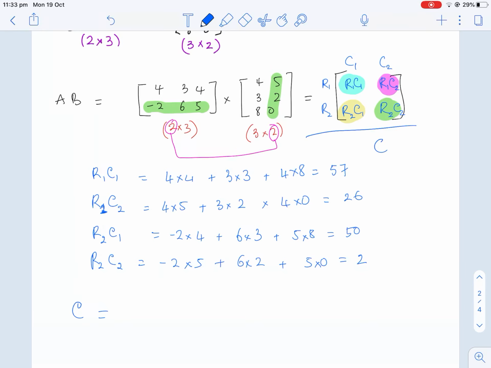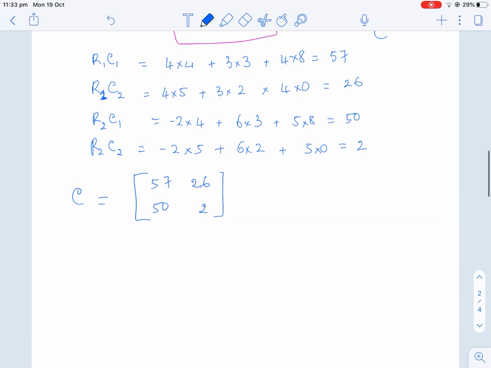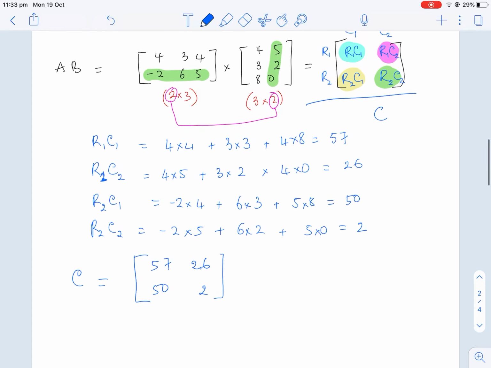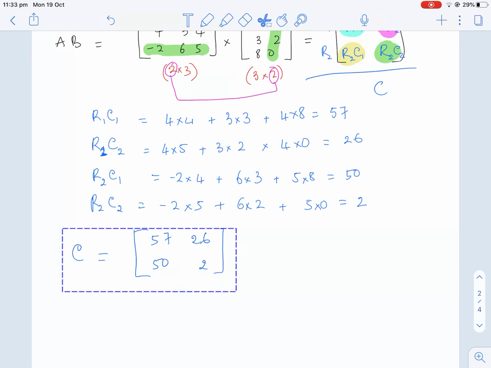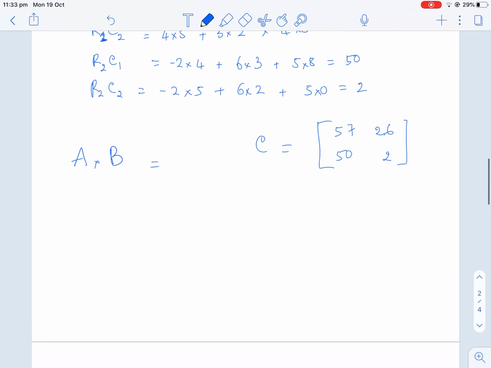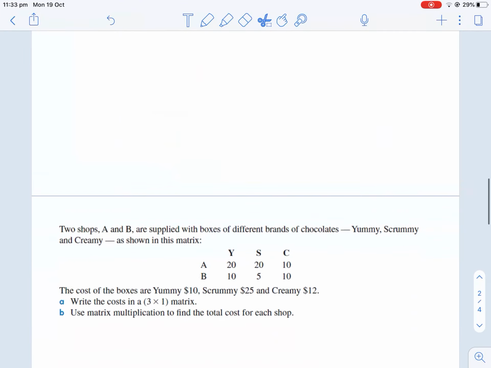then C equals 57, 26, 50, and 2. This is your final answer. This one is A times B equals C. Okay? So this is how we find the product of matrix A times matrix B. All right, you can write it down like this: A times B equals matrix C equals this one. Now move on to the next one.